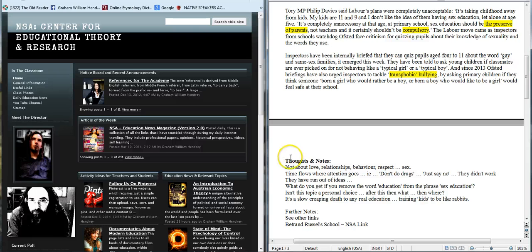Thoughts and notes. Here are my thoughts and notes. Feel free to agree, disagree. The education is they're not really focusing on love, relationships, behavior, respect. It's sex.